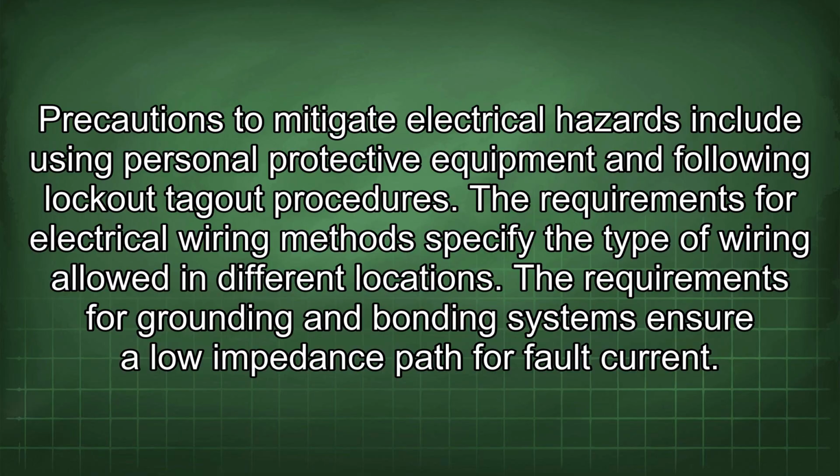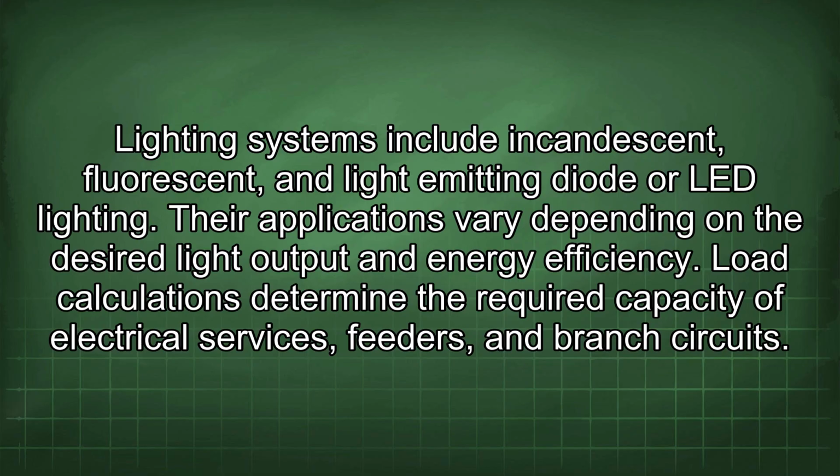The requirements for electrical wiring methods specify the type of wiring allowed in different locations. The requirements for grounding and bonding systems ensure a low impedance path for fault current. Lighting systems include incandescent, fluorescent, and light-emitting diode, or LED, lighting. Their applications vary depending on the desired light output and energy efficiency.